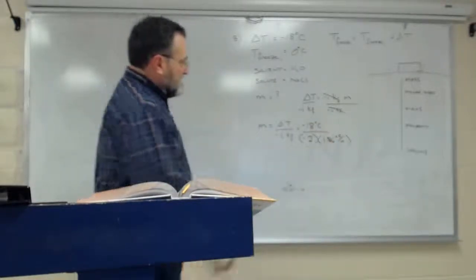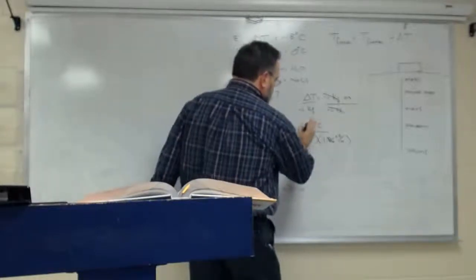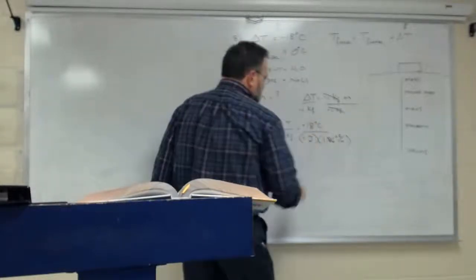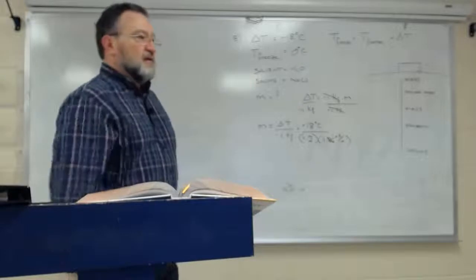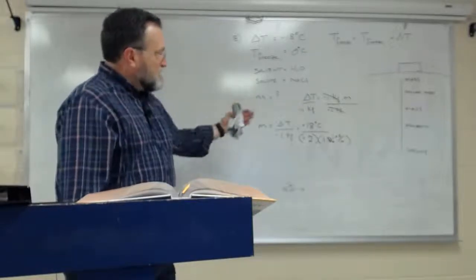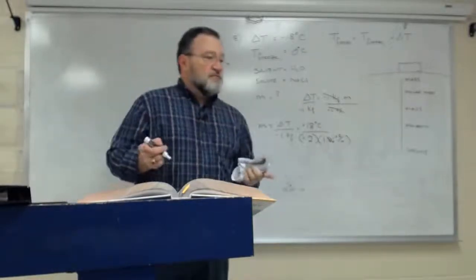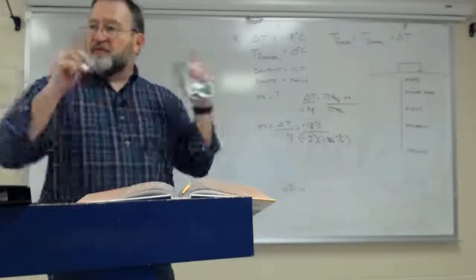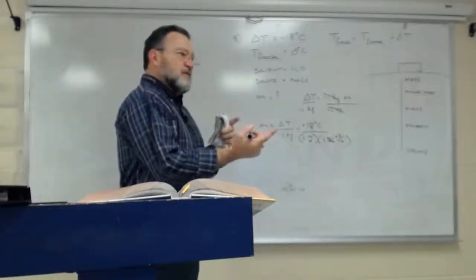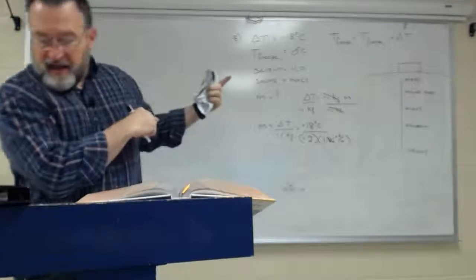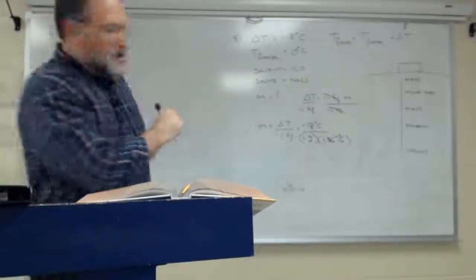So negative divided by negative is a positive. You can say that those cancel each other out, however you think of that. Negative divided by negative, we do the math. 18 divided by the quantity of 2 times 1.86, or 3.72. Okay, so we do that math, and I came up with a molality of 4.8.